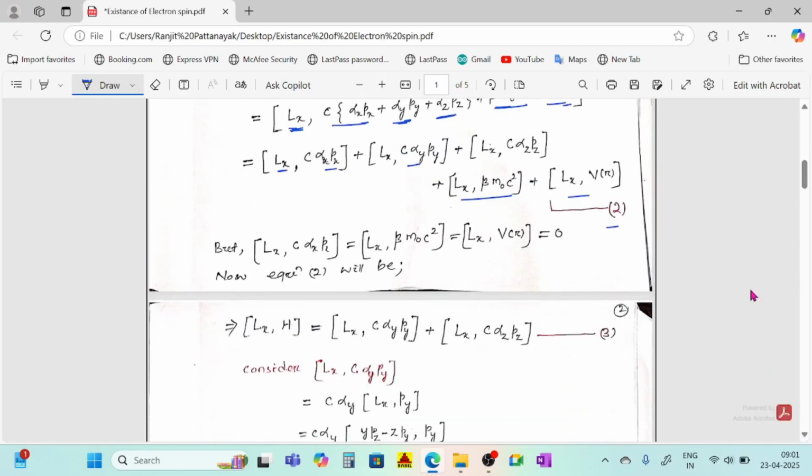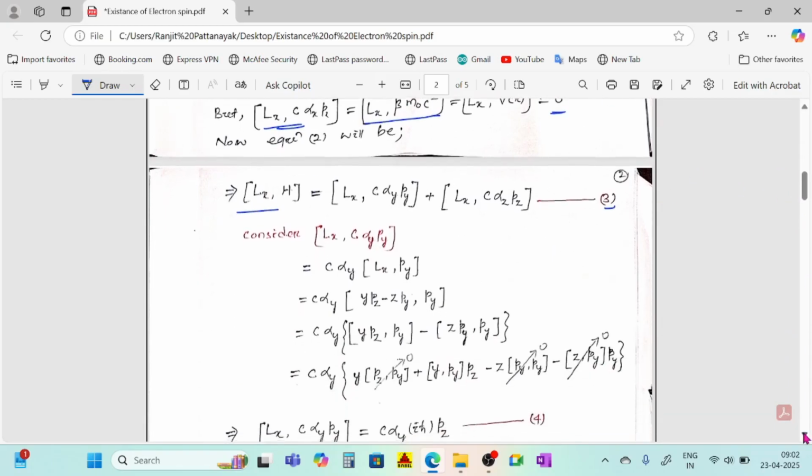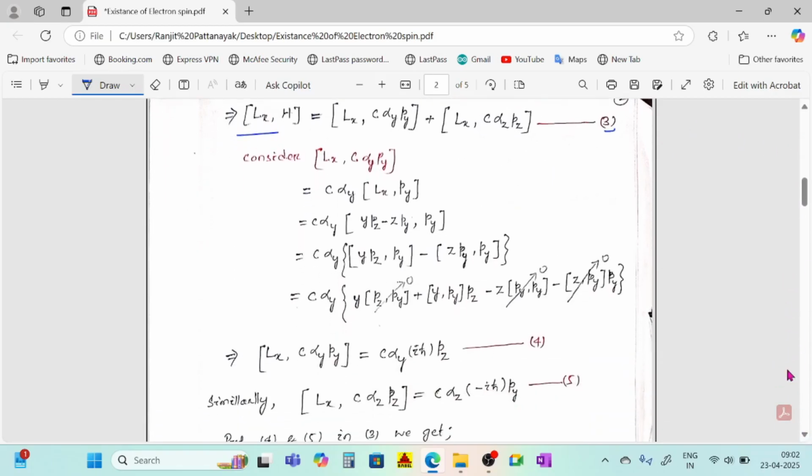And by rough work you can find that the commutations of Lx with c alpha x px, with beta m naught c square, and with V(r) are equal to 0. So in equation number 1 these terms are 0, the m naught c square term is 0, and this term is 0, and the rest are the 2 terms I have written over here. Let this be equation number 3. Now consider this term first. What will be the value? This one, Lx with c alpha y py.